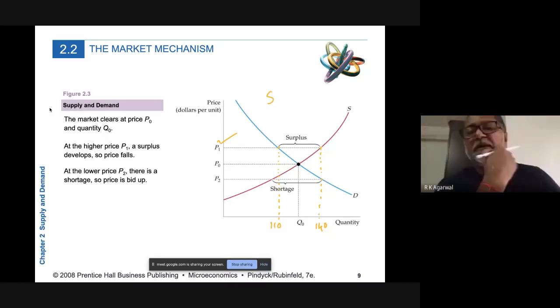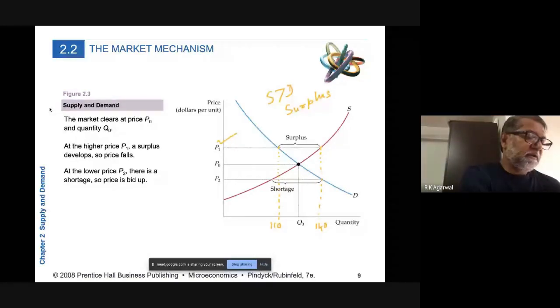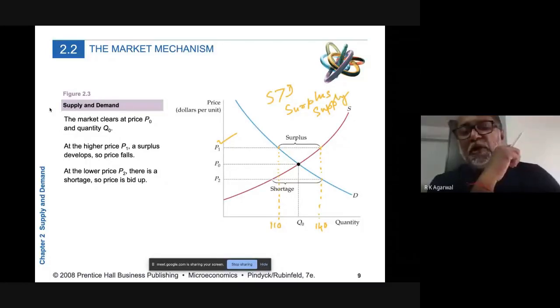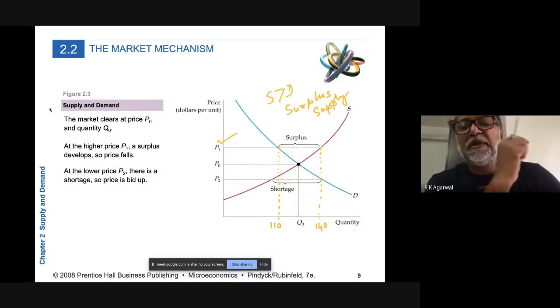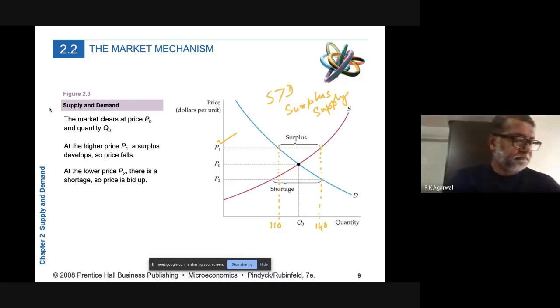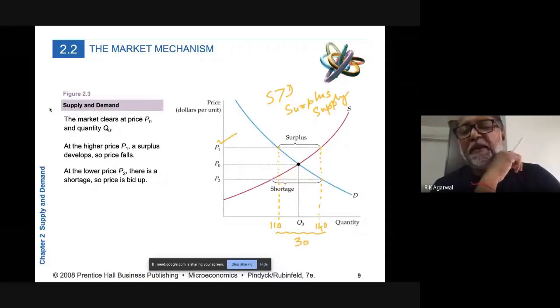So when supply is greater than demand, what do we call this situation? We call it surplus. That is, there is a surplus supply in the market. So at P1 price, how many units of the product will remain unsold? So 30 units will remain unsold.